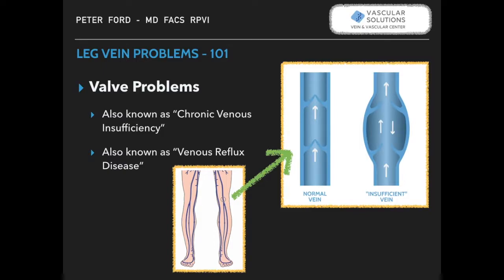The superficial veins carry a smaller percentage of venous blood flow compared to the deep veins. Valves are present in both the deep veins and the superficial veins, and vein valve problems can occur in the deep venous system as well as in the superficial venous system. However, it's much more common for vein valve problems to affect the superficial veins.